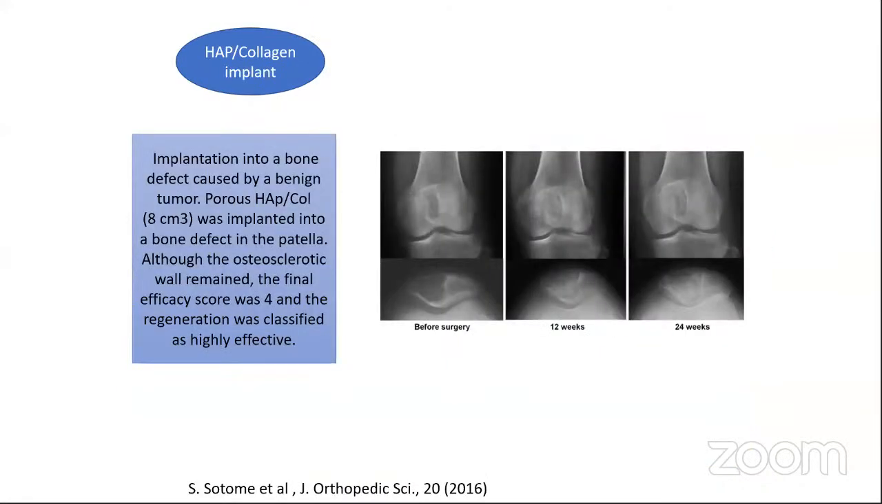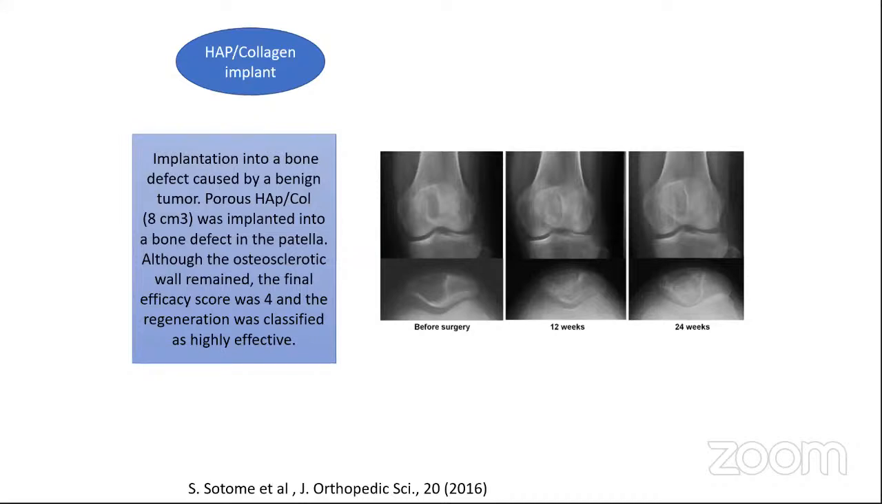Another is hydroxyapatite collagen implant. Implantation into bone defect caused by benign tumor. The tumors are of two types. One is benign, another is malignant. So the cancerous ones are malignant tumors, others are benign tumors.